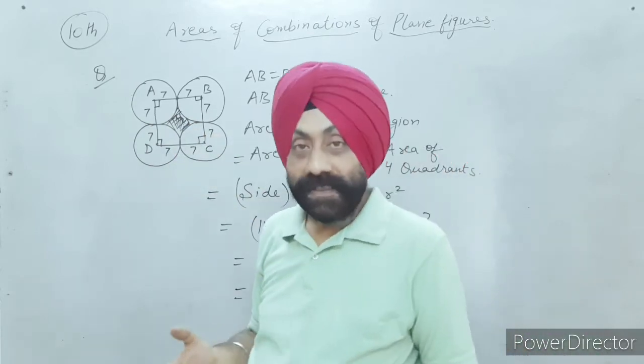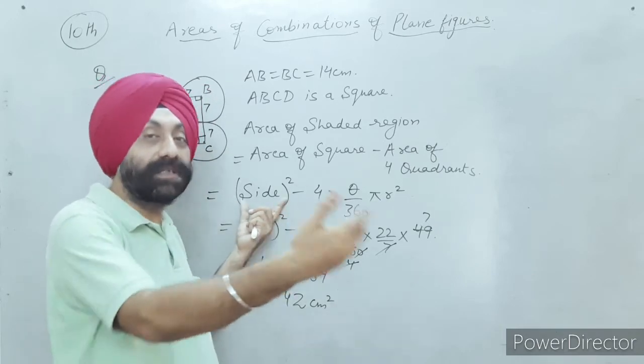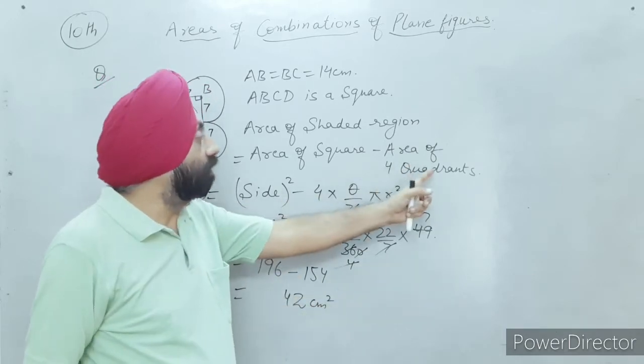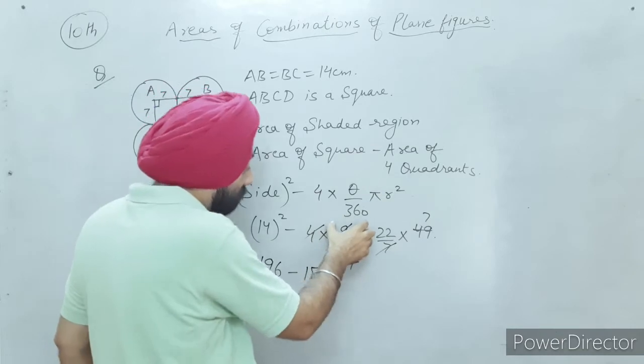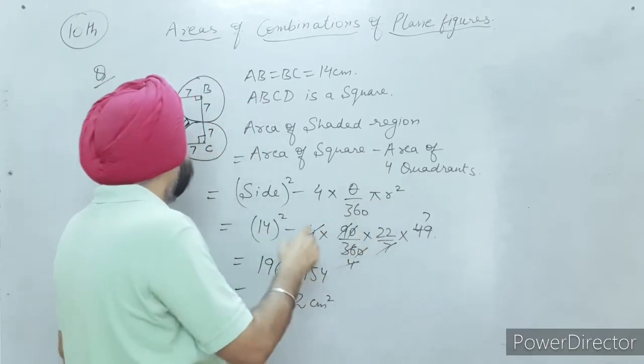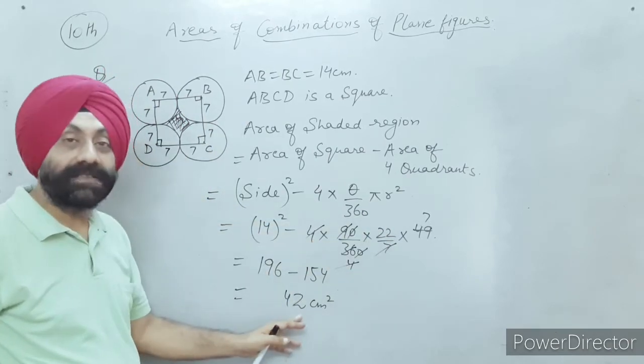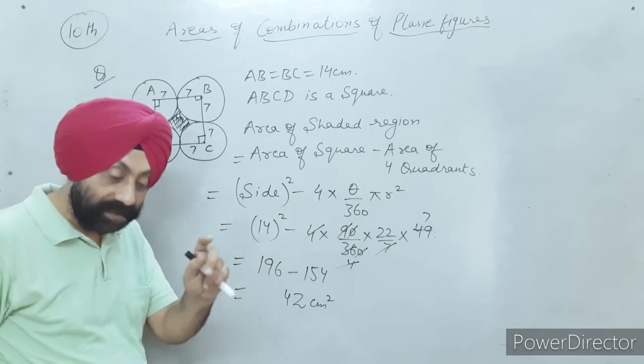Now the area of the square is calculated by using this formula, side multiplied by side, and the area of one quadrant is 90 upon 360 because the angle is 90 degree, into pi r square. The radius is 7. It's 7 square. Solve it. You get the answer as 42 centimeter square.